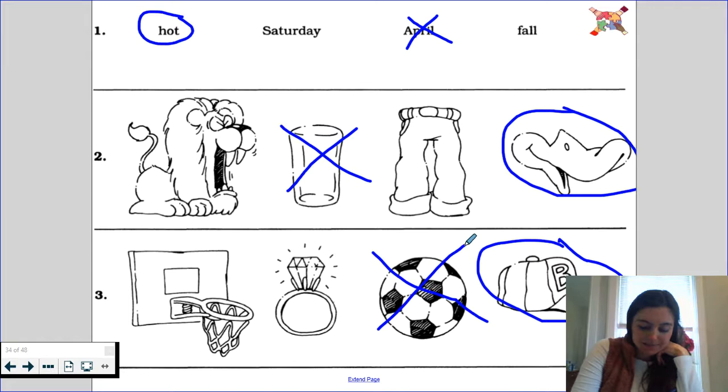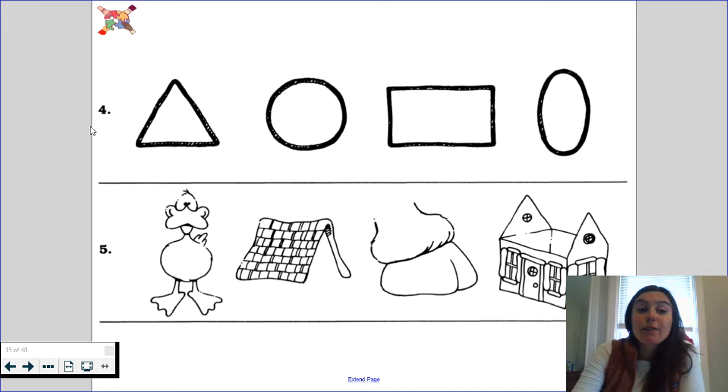Let's do a couple more. Now we're on the fourth row. We need to circle the shape that completes this analogy. Four corners is to square, as three corners is to what? What shape has three corners? One, two, three. It's the triangle.